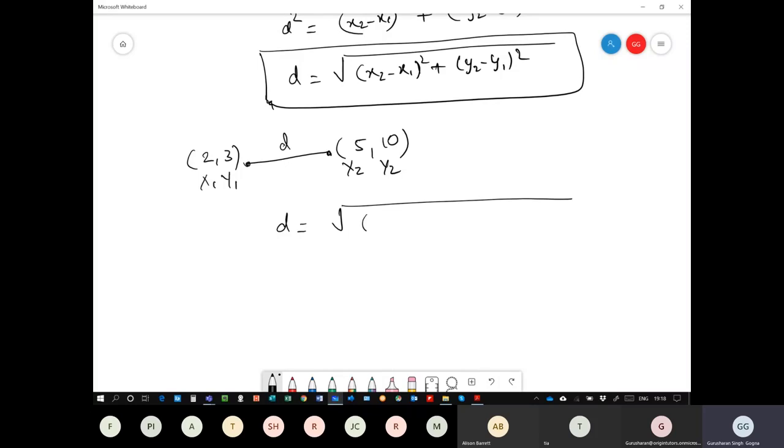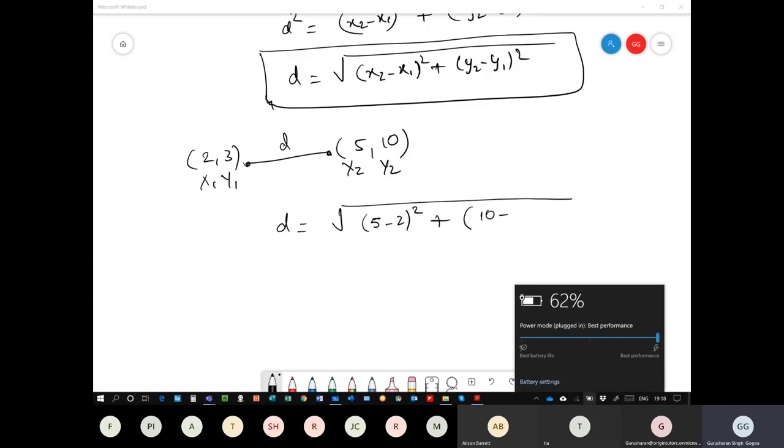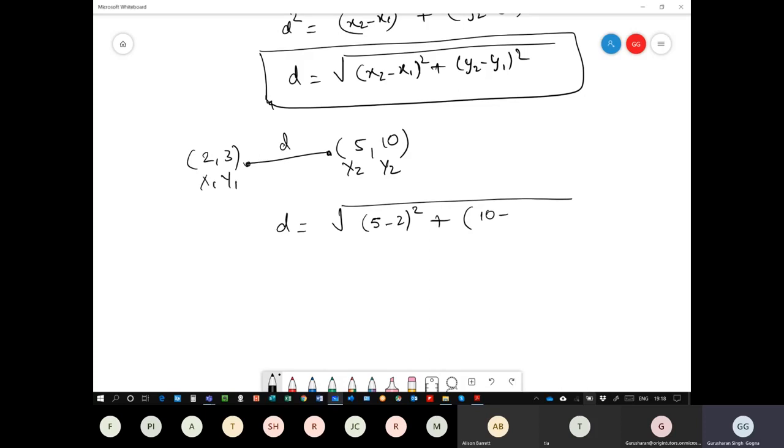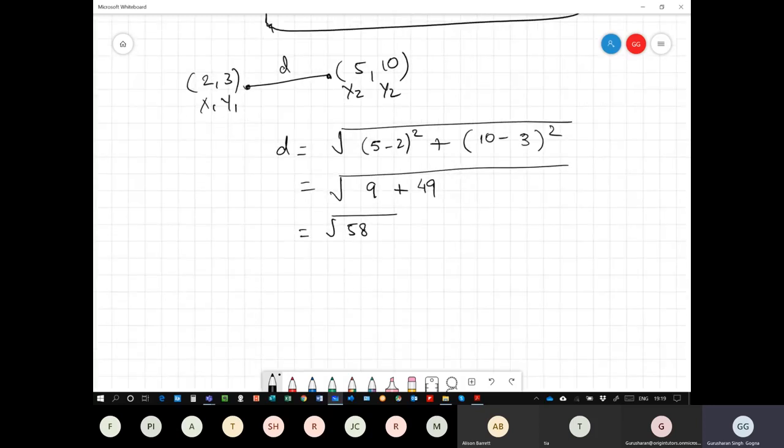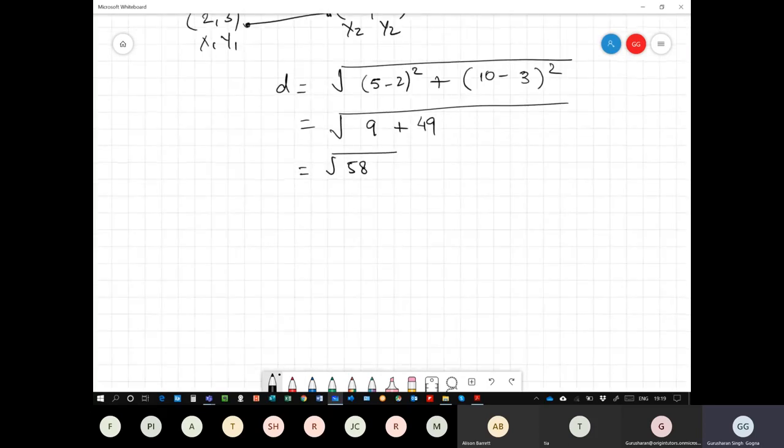So x2 minus x1, which means 5 minus 2 whole square, and y2 minus y1, which means 10 minus 3 whole square. So 5 minus 2 is 3, 3 square is 9, 10 minus 3 is 7, 7 square is 49, and then you can just work it out using the calculator. Okay, so this is how you can find out the distance between them.